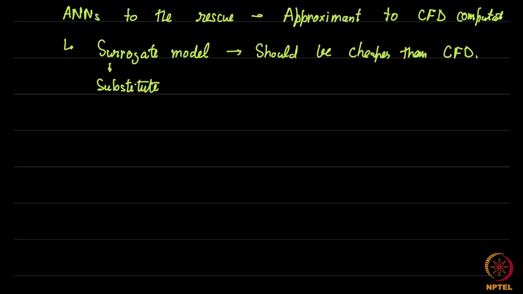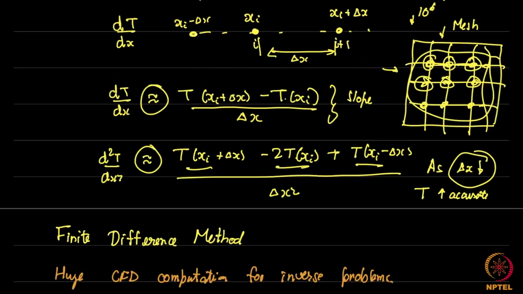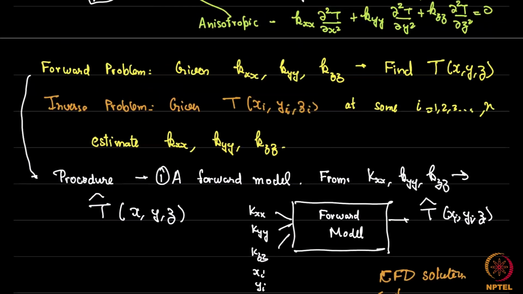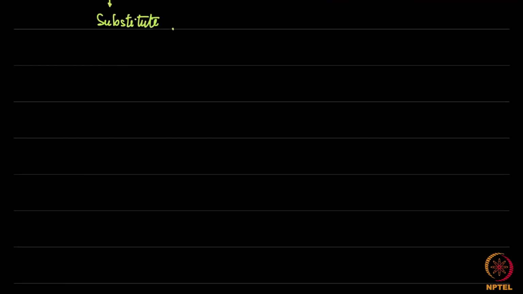So how do we solve the inverse problem? Assume that we have some method of getting the surrogate model. Then what we do is we use the cheaper model here. You run a forward model, but you don't run CFD. You actually run the cheaper model and then iterate. Let me first show you how to get a surrogate.